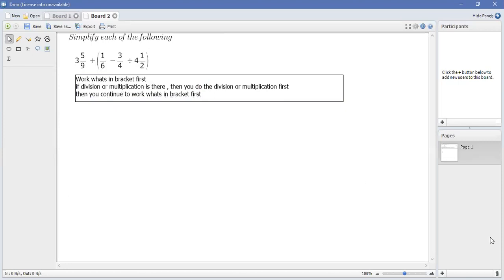Come in. Yes, BODMAS. That's correct. BODMAS. All right, and everybody understands BODMAS? So I read it out to them.